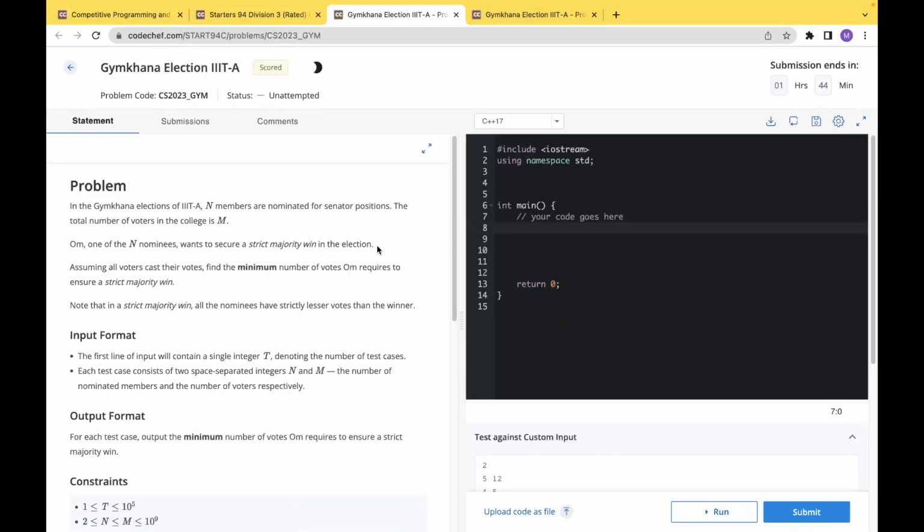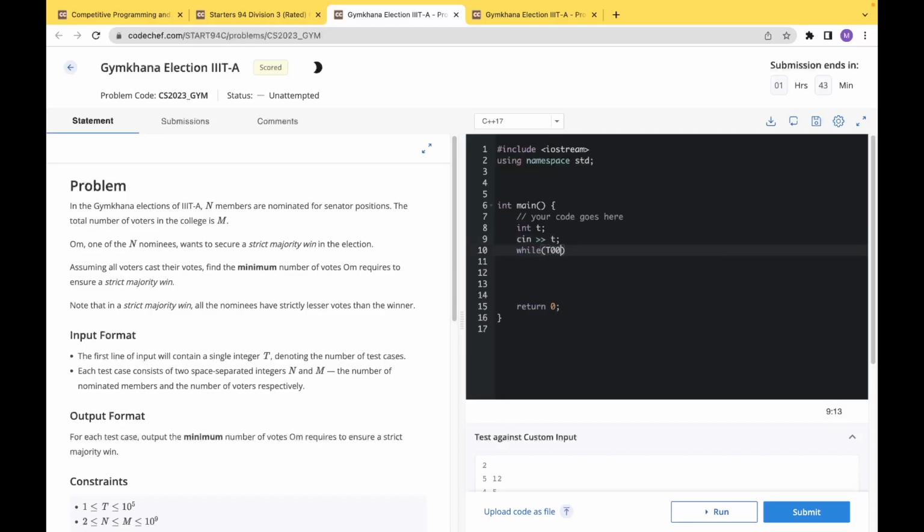Hello everyone, next question is Gymkhana election IIIT-A. So here we are having some nominees and we are having the voters, okay? Yahan pe kuch log nominated hai senator position ke liye aur humko aisa logic likhna hai ki hamare Om bhaiya jo hain strictly majority ke saath, purna bahumat ke saath jeetna election, theek hai?